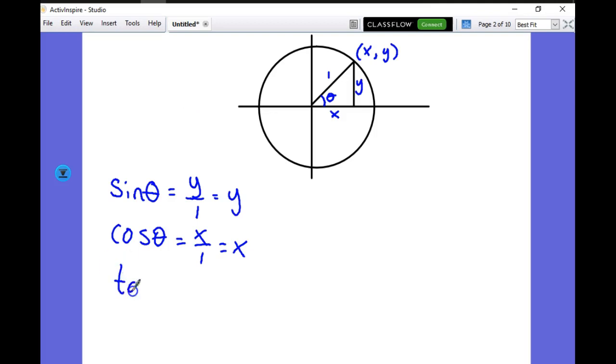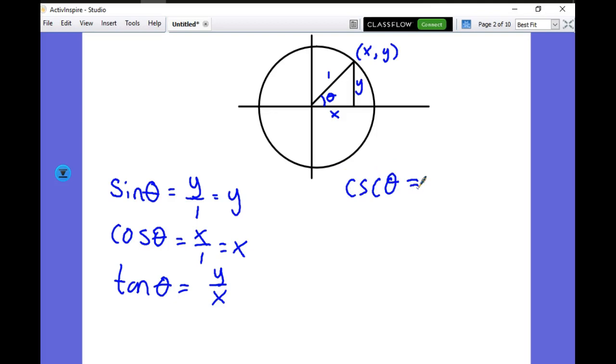Now tangent. Tangent is opposite over adjacent. So what would that be? What would tangent of theta be? Y over x. So now we know that if you ever want to find tangent of any angle on your unit circle, you just take the y coordinate and you divide it by the x coordinate. That's it.